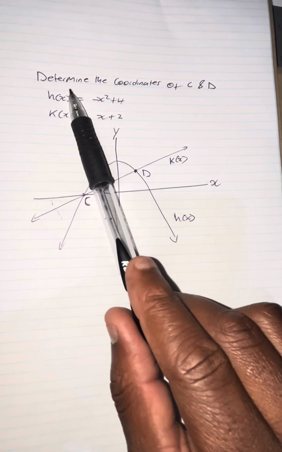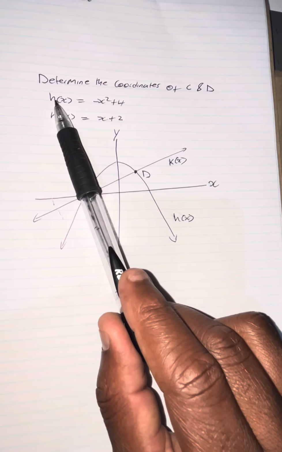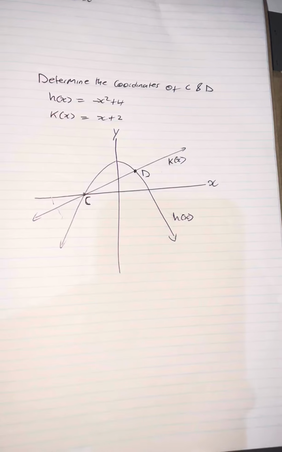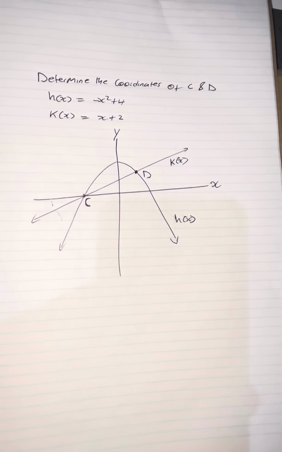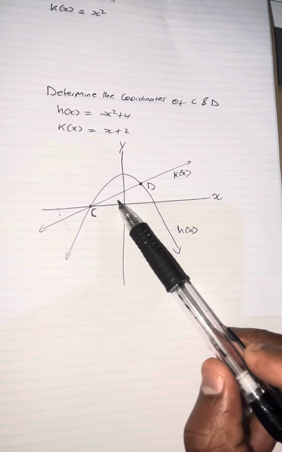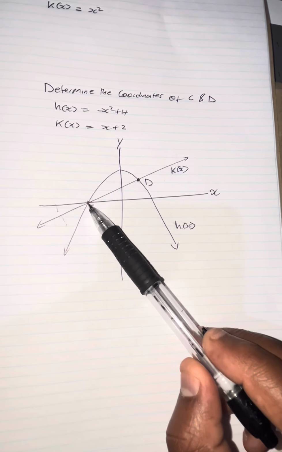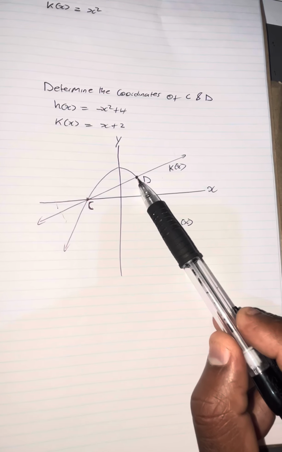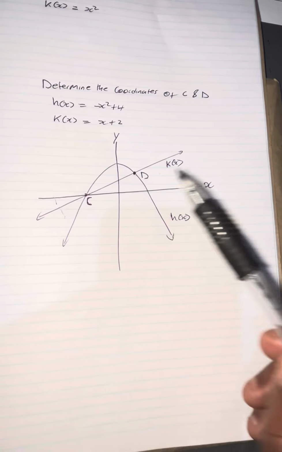Let's try this question. Determine the coordinates of C and D. You're given h of x and k of x, okay? The h of x is the parabola. The k of x is a straight line graph. So point C is the point of intersection of the two graphs. Also, point D is the point of intersection of these two graphs, okay?